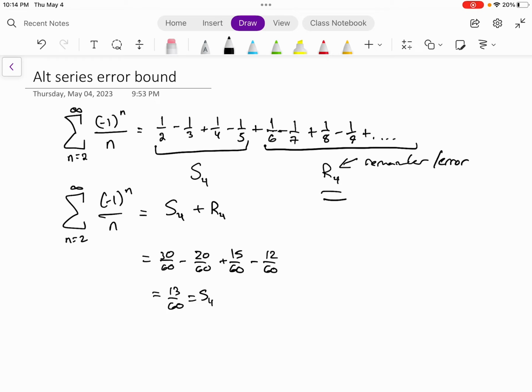So we could say, okay, I have this 13 over 60, and then I have some leftover error, whatever this thing ultimately converges to. I know that this is 13 over 60 plus this remainder here. And we want to find an expression for that remainder. Well, we're going to have trouble actually knowing what that is, but we can find bounds for it. So we're looking at the fourth partial sum here, and we're looking at the remainder.